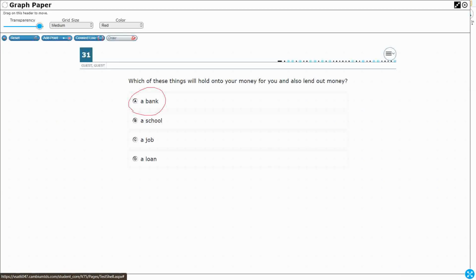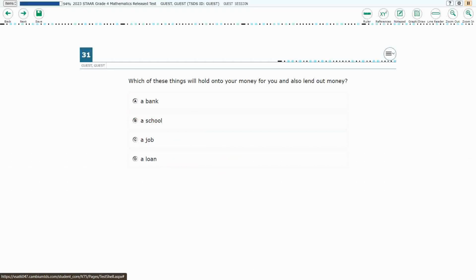A school does neither. A job, at least, it doesn't lend you money, but it gives money, right? You earn it, but it's not a loan, so that really does neither. A loan at least lends money, okay? But it doesn't hold onto your money for you. So a job and a school don't do either, and then a loan gives you one, but a bank will do both. So our answer here is A.